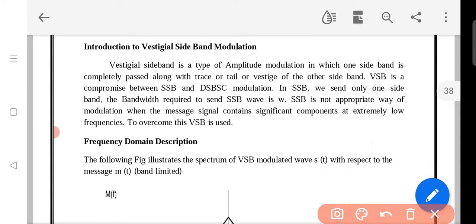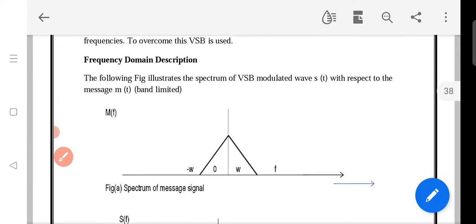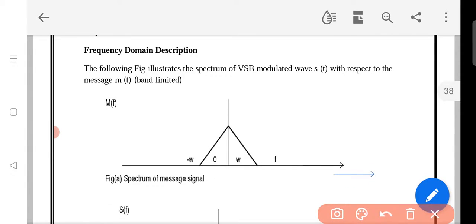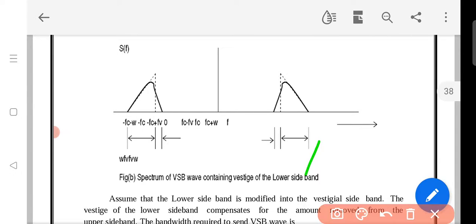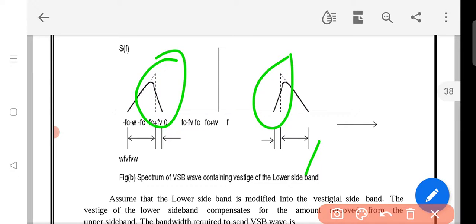Here this is the frequency domain representation, the spectrum shown like this. Either the upper sideband or the lower sideband, along with some part of the other sideband, will be sent along with our wanted sideband.